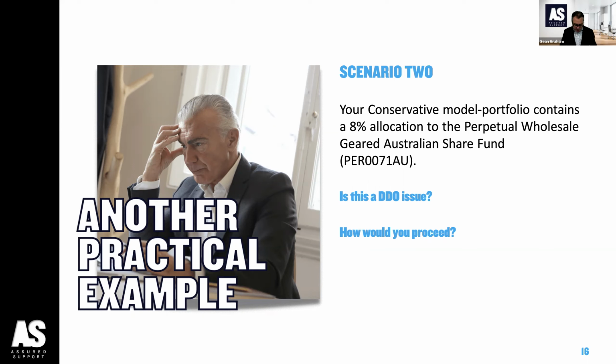One of the things to look at when you're looking at the target market determination and the appropriateness is it's got to be assessed in context. So sure, the wholesale geared Australian share fund, it's not high risk, but it's a long-term issue. There are going to be the risks of capital loss and everything that goes with it, right? So it's not generally suited for someone who can't bear any loss. But we're not talking about 100% allocation in the fund. We're talking about a minuscule, immaterial allocation to a fund, depending on how you've done it under your APL and the research policy.